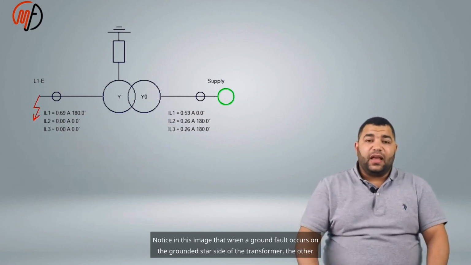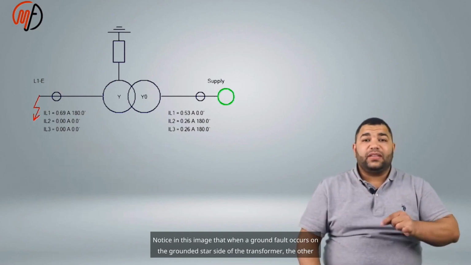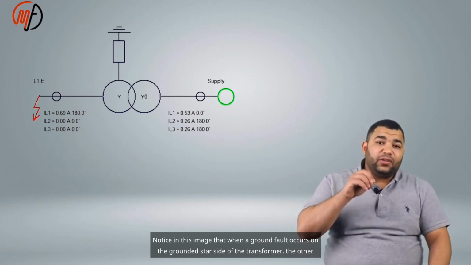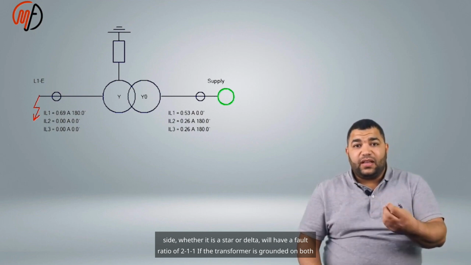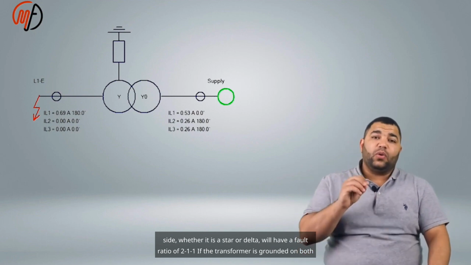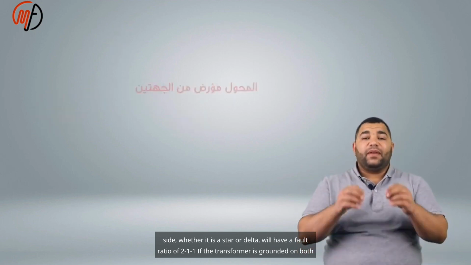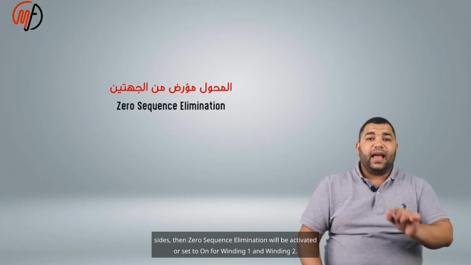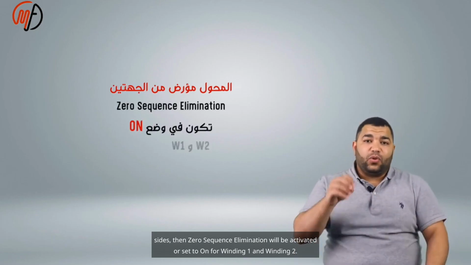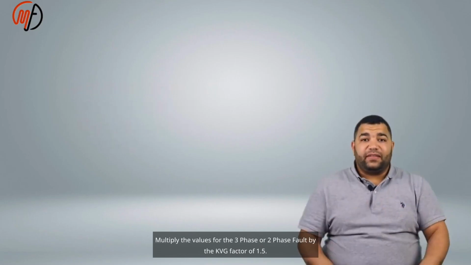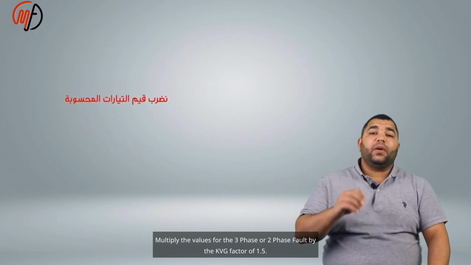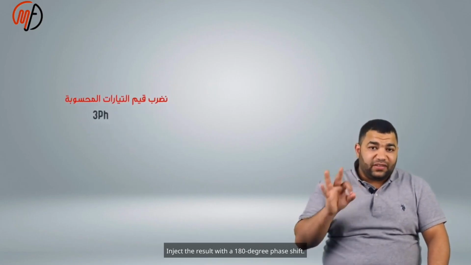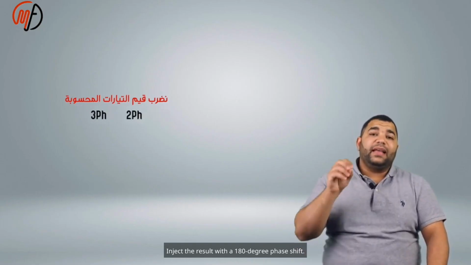Notice in this image that when a ground fault occurs on the grounded star side of the transformer, the other side, whether it is a star or delta, will have a fault ratio of 2-1-1. If the transformer is grounded on both sides, then zero sequence elimination will be activated, or set to on, for winding 1 and winding 2. Multiply the values for the 3-phase or 2-phase fault by the factor of 1.5. Inject the result with a 180-degree phase shift.